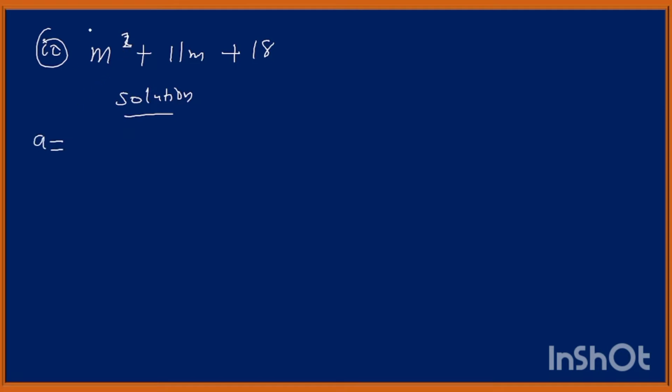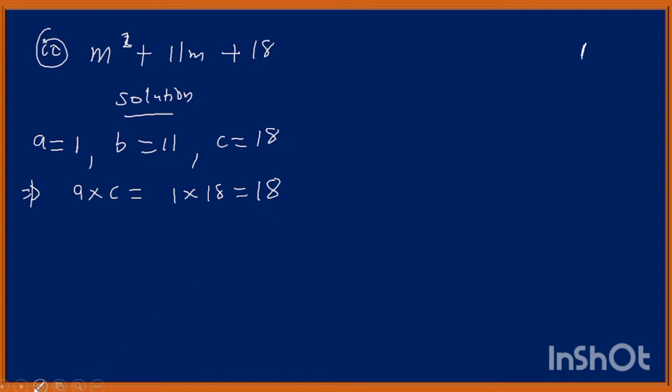Our a, that is the coefficient of m squared, is 1. Our b is the coefficient of m, which is 11. And our c is the constant term, which is 18. The next step is to multiply a by c. So a multiplied by c is equal to 1 multiplied by 18, which is equal to 18. The next step is to look for the factors of 18.